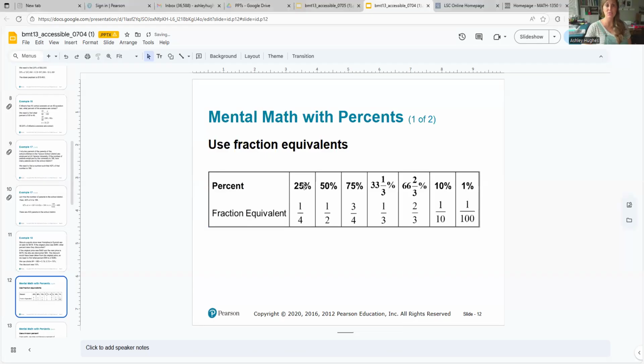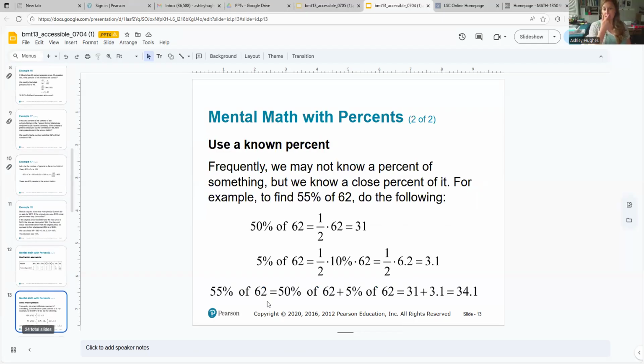Fraction equivalence percent: 25% is the same as 1/4, 50% is half, 75% is 3/4, 33 1/3 is 1/3, etc. Frequently, we may not know a percent of something, but we know a close percent, so we could estimate. So 50% of 62 is half of 62. 5% of 62 would be 1/2 times 10% of 62. So if we found 10%, that just means moving the decimal to get 6.2 and then halving it.